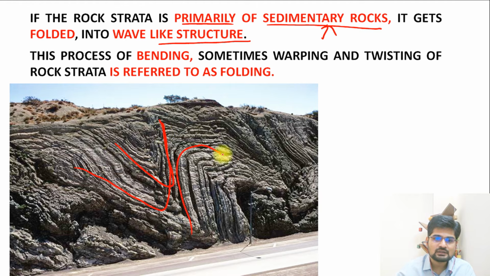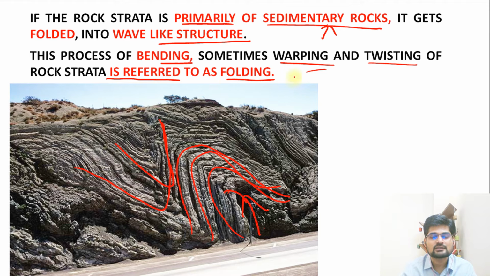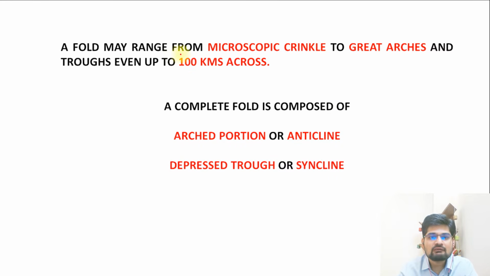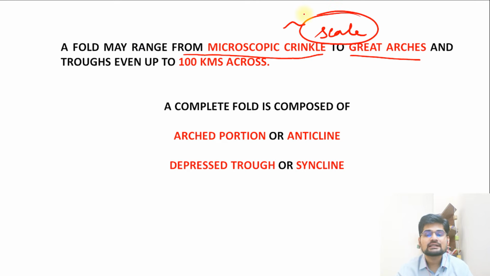So these are the different layers that we observe here. This process of bending, sometimes warping, which is when it goes up, and twisting, that is turning, of rock strata is referred to as folding. So remember, folding is a composite process of bending, warping and twisting. That is important under this process of compression that we study. Now, a fold may range from a microscopic crinkle, that is very small, to great arches. So that is the scale we are talking about. It can go from a very micro to a very macro scale, and troughs extending up to 100 kilometers across.